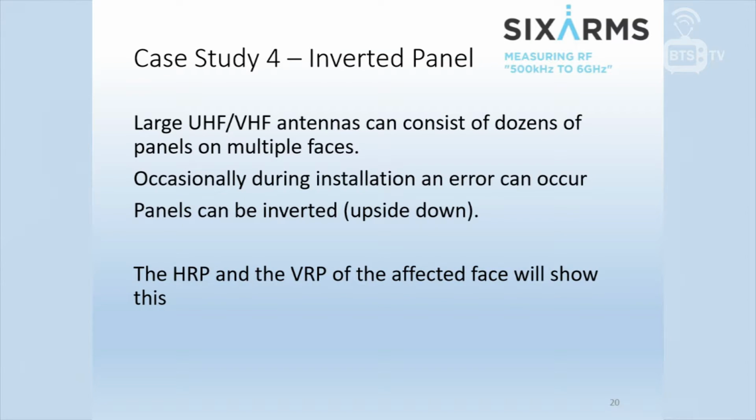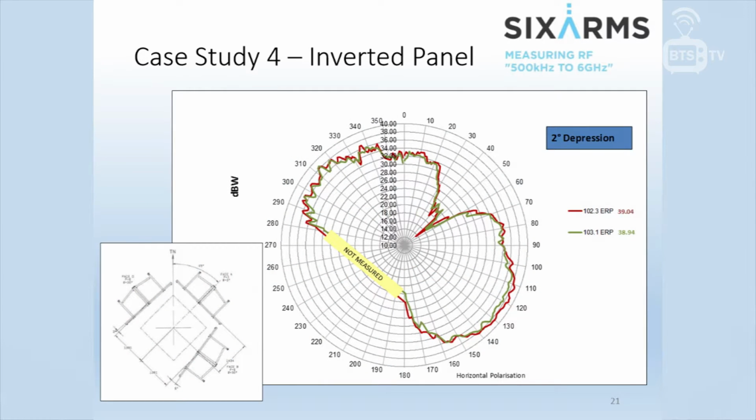The inverted panel, similar sort of case. We've got large arrays, lots of panels, and occasionally errors can occur, and the panel can be inverted or upside down, etc. The HRP and the VRP will show that, and in this case it looks like this.